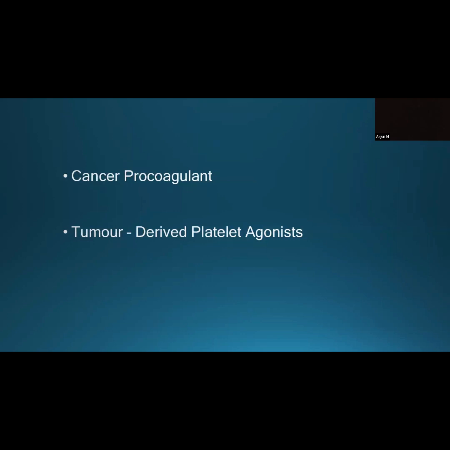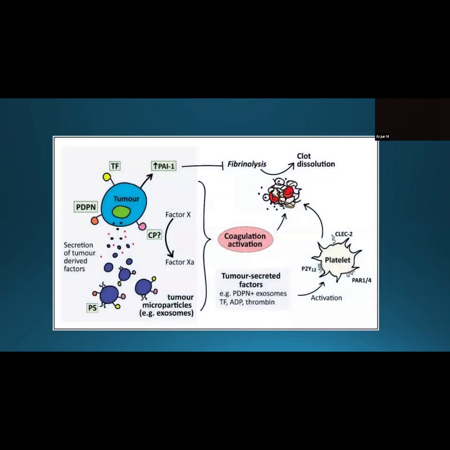Cancer procoagulants directly activate factor 10 and stimulate the coagulation pathway. And tumor-derived platelet agonists are there, like ADP and thrombin, which cause platelet activation and aggregation. This is the chart which shows the direct mechanism, in which we can see the tissue factor, plasminogen activator inhibitor, cancer procoagulant, and podoplanin, all of which inhibit fibrinolysis and result in formation of thrombosis.